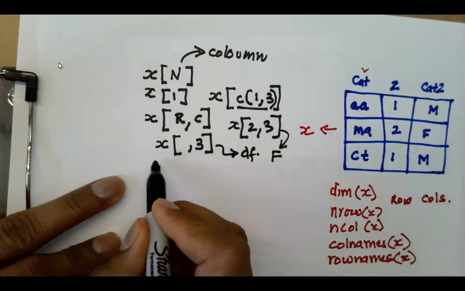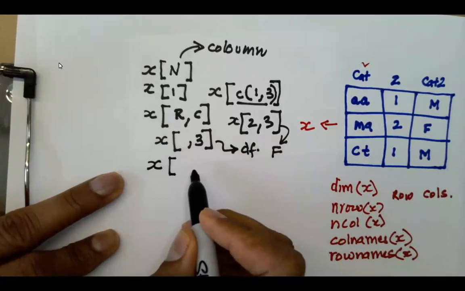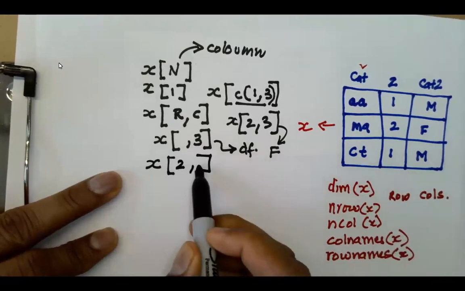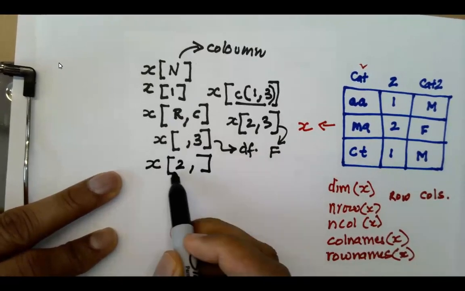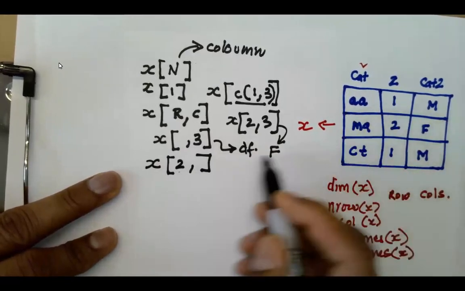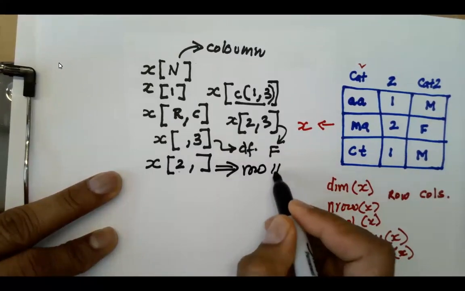The other way, you would also possibly see something like X 2 comma, with no value for the column. In that case, all the columns are included, but you would like to have the second row. So you are picking up only this particular row, which is essentially row number 2.